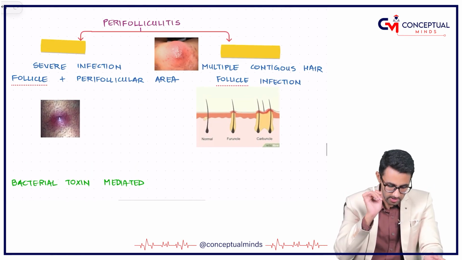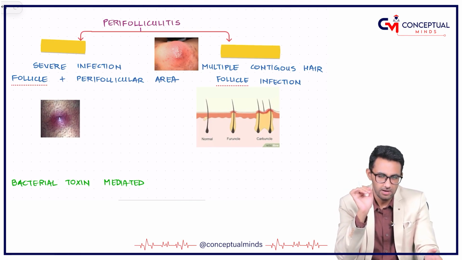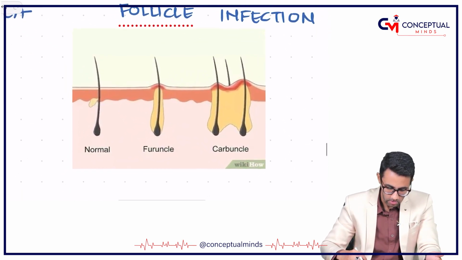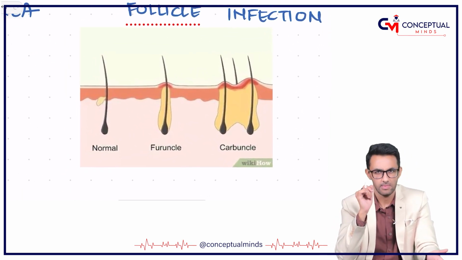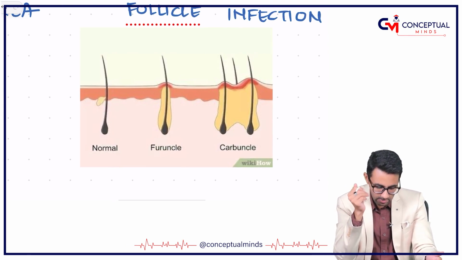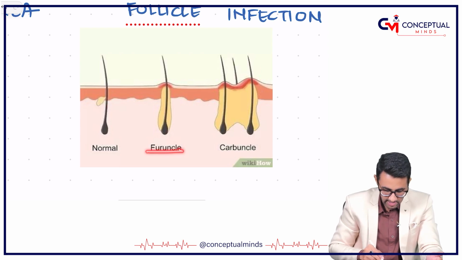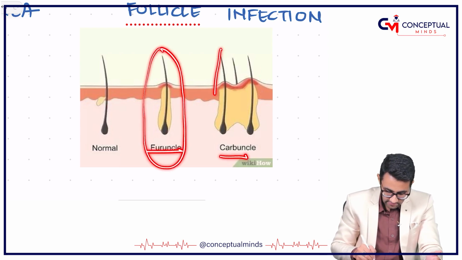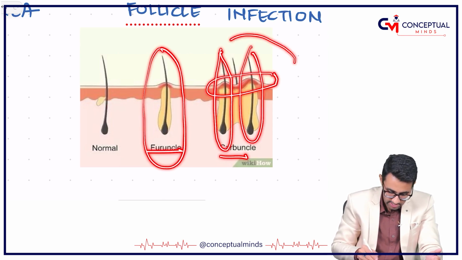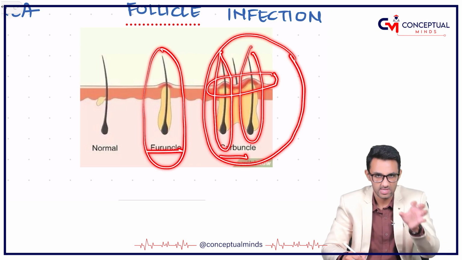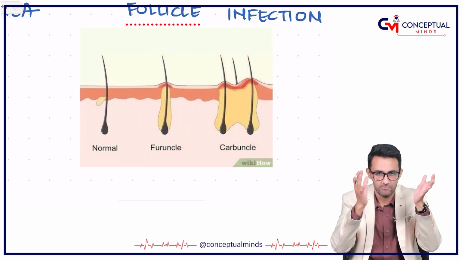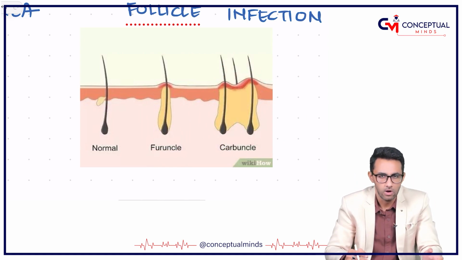Over here we have two things, which we wrote: furuncle and carbuncle. Let us zoom in on this image. First we have the normal hair, then the furuncle, and then the carbuncle. Self-explanatory things. In a furuncle, only one hair is involved. In a carbuncle, one hair is involved, another hair is involved, and they are coalescing with each other, so they have an infection like a together unit, forming one full aggressive looking thing, a carbuncle.